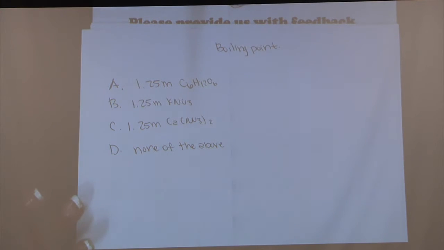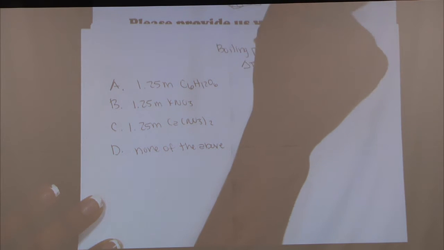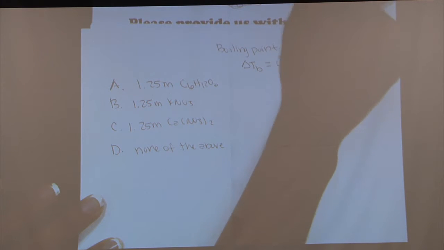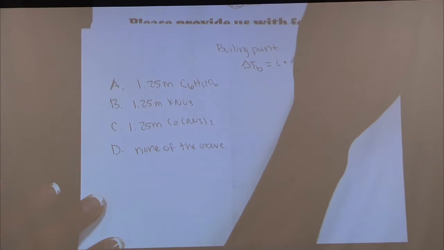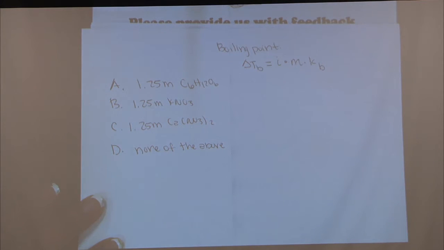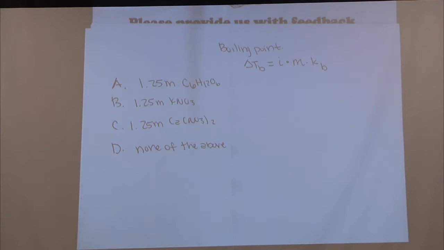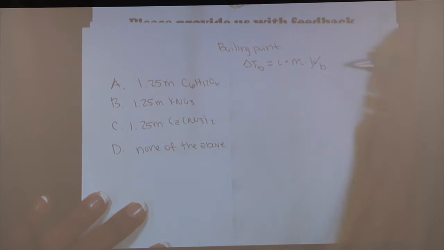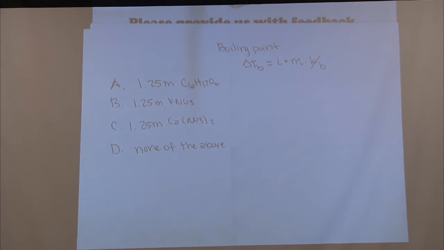So boiling point is a colligative property, and we know there is an equation that goes along with it, and that's the change in temperature of boiling equals the van't Hoff factor times molality times the boiling point constant. But since this is all dissolved in the same solution, it's an aqueous solution, so it's all dissolved in water, we can ignore the Kb because the Kb goes with the solvent, and all the solvents are going to be the same. So we're going to ignore the Kb in this question.